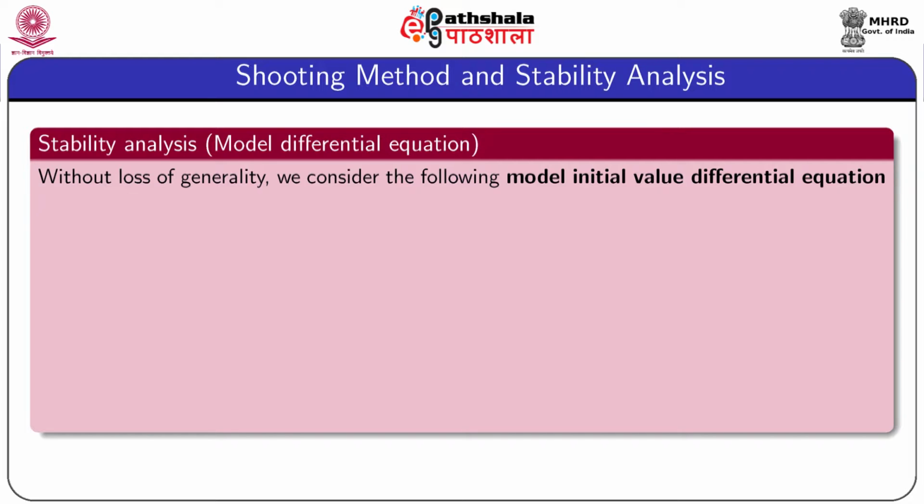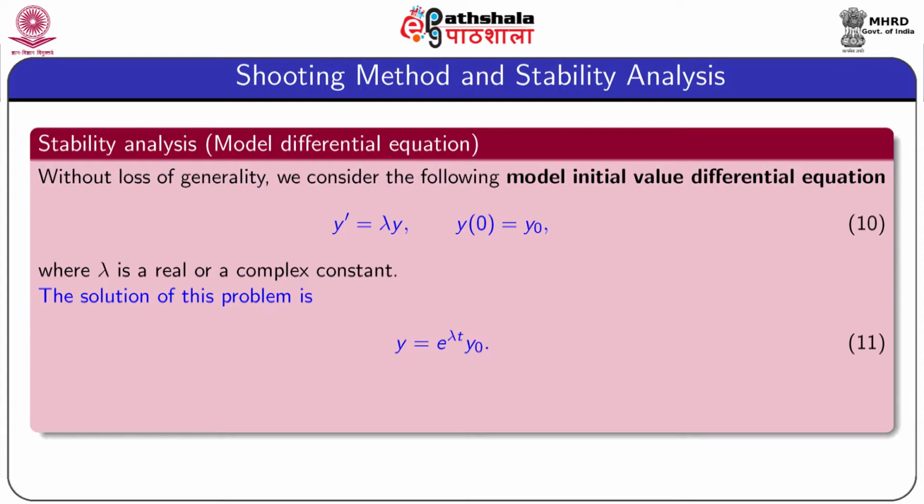Without loss of generality, we assume that the model initial value differential equation is this one, dy/dt equal to lambda into y, where t equal to 0 and y equal to y0, where y0 is a given constant, and the parameter lambda is a real or a complex number. It is obvious that the solution of this equation, that means equation 10, is y equal to e to the power lambda t into y0. This is the obvious solution.